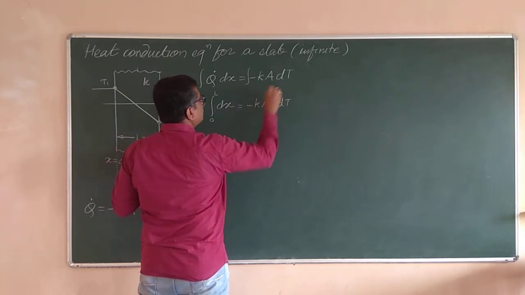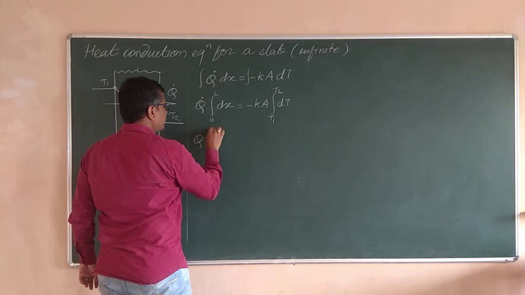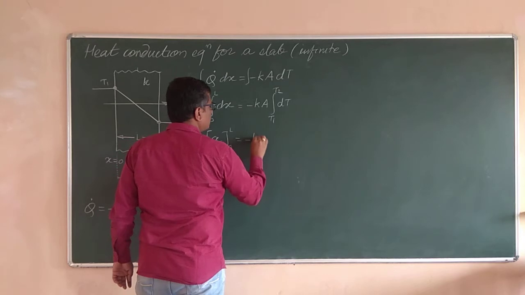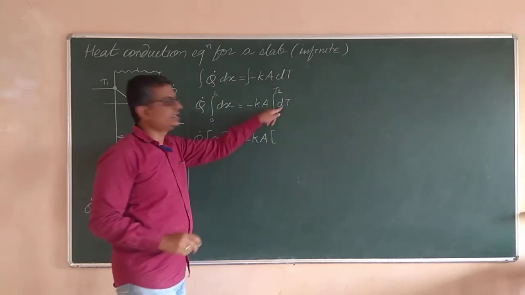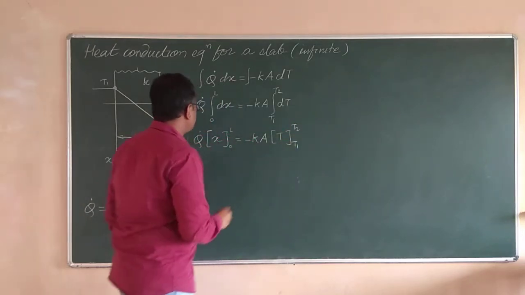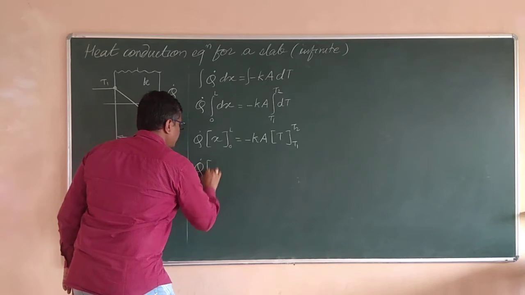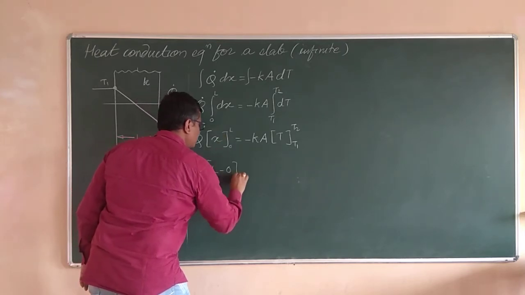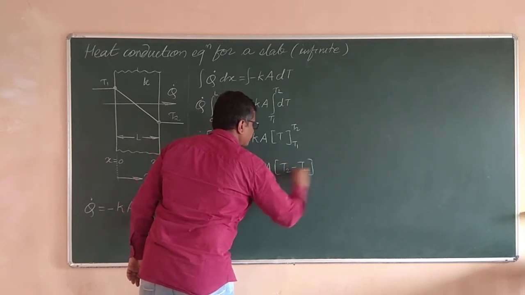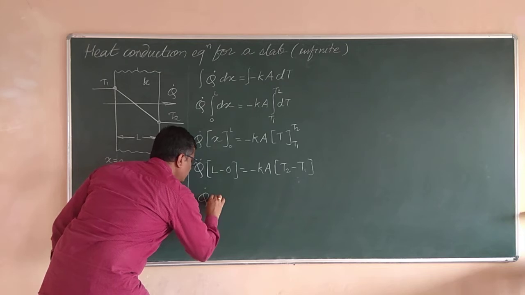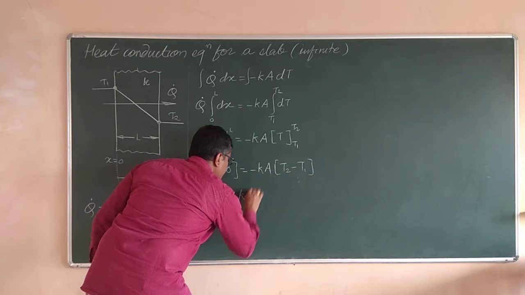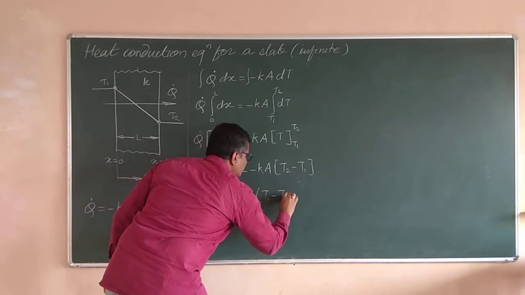Now if I integrate it, Q dot times integral of dx will be x within the limits 0 to L, equals minus K, integral of dT is T, within the limits T1 to T2. Now substituting the limits, I have Q dot into the bracket, the upper limit L minus 0, equals minus K A, the upper limit T2 minus the lower limit T1. This simplifies to Q dot into L equals, taking the minus sign inside the bracket, K A into the bracket T1 minus T2.